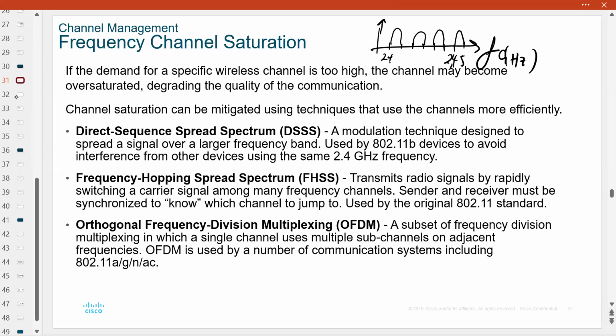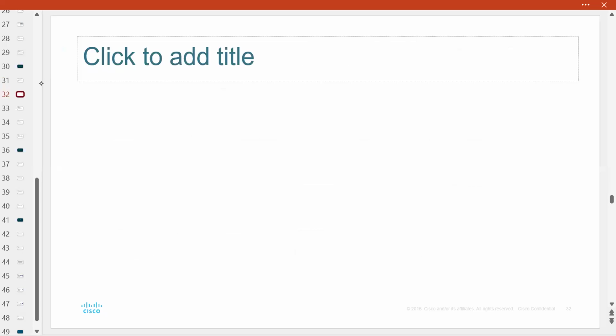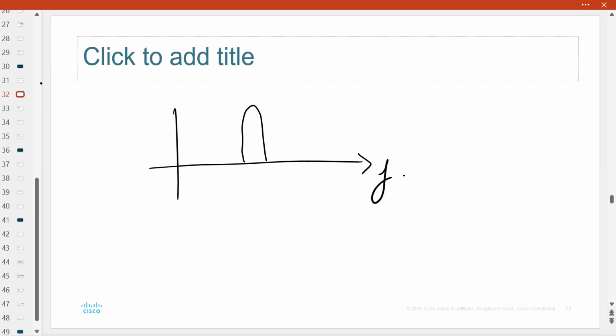Right, so with DSSS, basically, if this is our original channel, this is the frequency, this is the power. If this is our original channel, you can see it's very narrow. The band is very narrow. That's the channel being used by devices. If we have a large number of devices using that same channel, it will definitely get saturated.